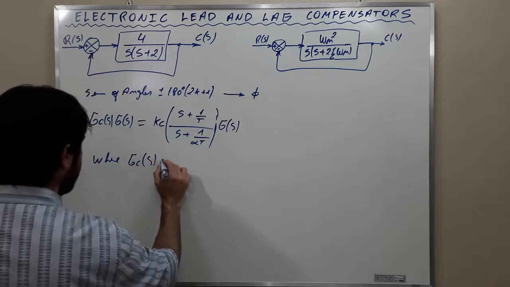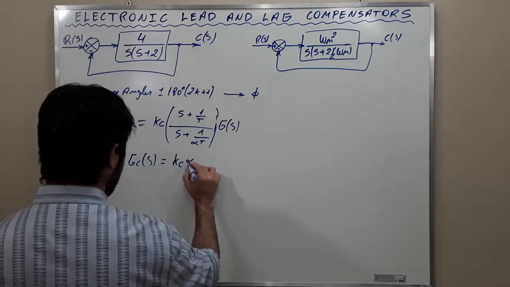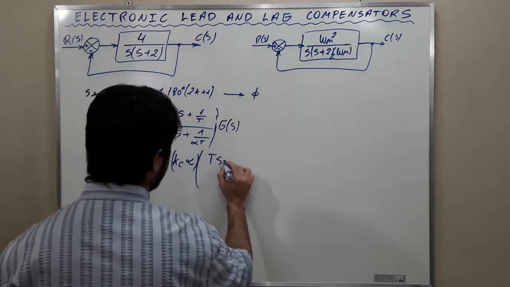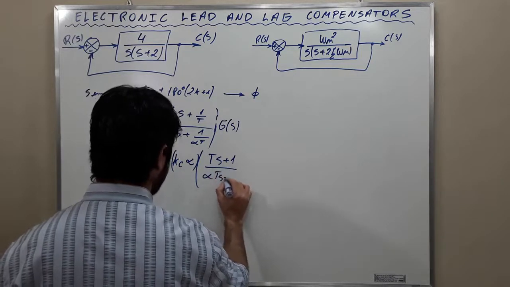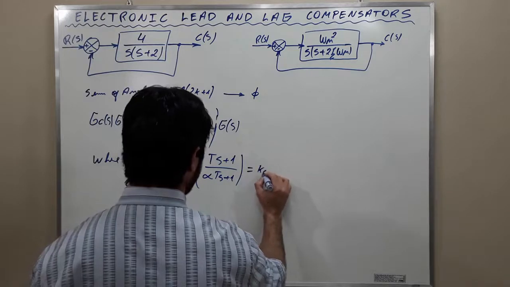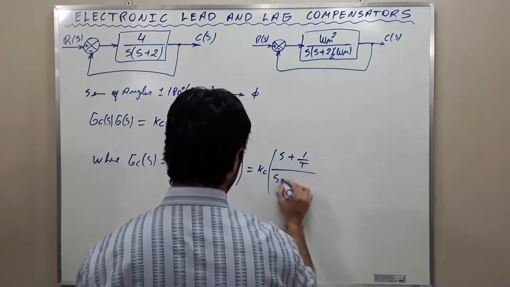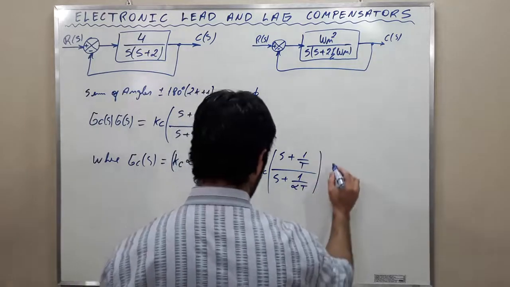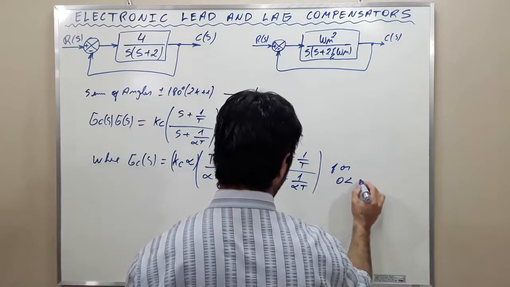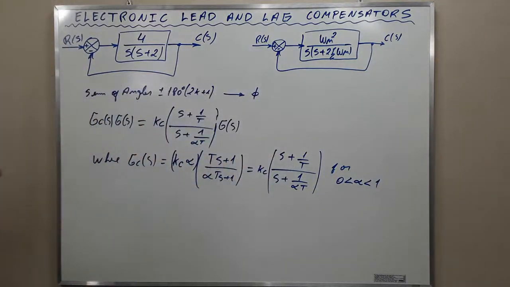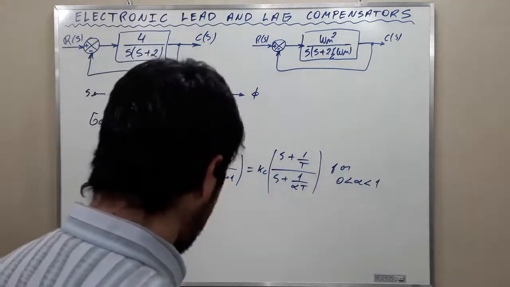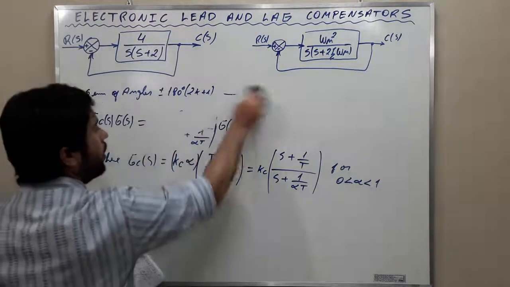GC of S is equal to Kc times alpha Ts plus 1 over alpha Ts plus 1, which is also equal to Kc times S plus 1 over T, over S plus 1 over alpha T, for alpha between 0 and 1. When alpha is between 0 and 1, this works as a lead compensator. When alpha is greater than 1, this network works as a lag compensator. Now, let's go over the procedures. This is one of the steps.